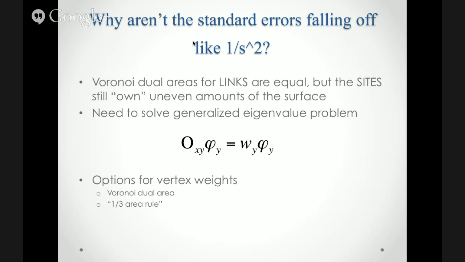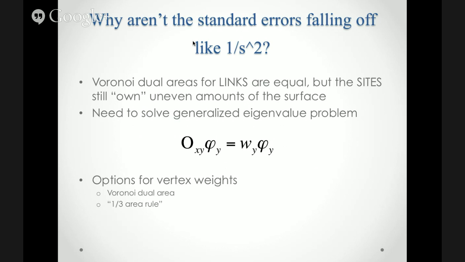Okay, so what's going on? Why aren't they falling off like 1 over s squared? Basically because we weren't quite doing it right. And the reason is that the refined cube makes itself look easier than it really is.